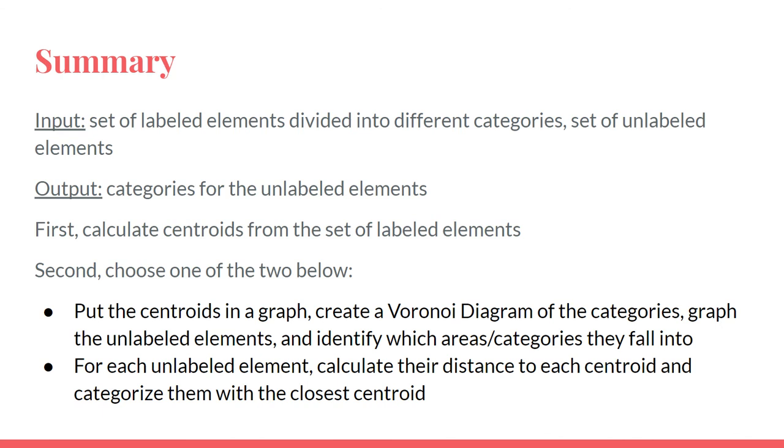In summary, in nearest neighbors, we have as input both a library of known elements divided into different categories and a set of unknown elements that we want to put in those categories. To do this, we first calculate one centroid for each category based on our library. Then, from here, we have two options. We can create an actual graph and make a Voronoi diagram in that graph of all the categories. Then we can put the unknown elements inside our graph and identify them according to the areas they fall on. Alternatively, we can just calculate the distance of each element to each centroid and select the category with the closest centroid. The end result will be the same.